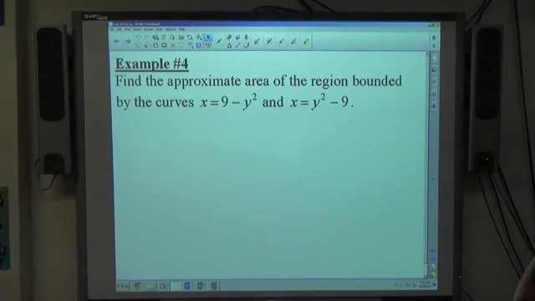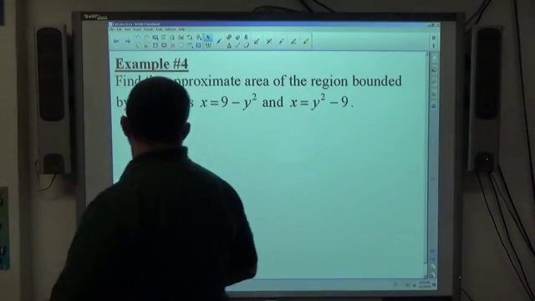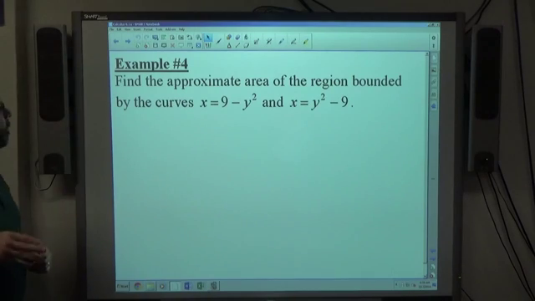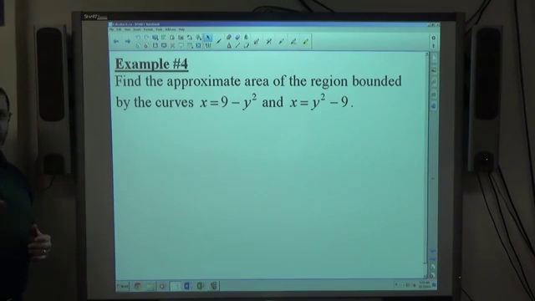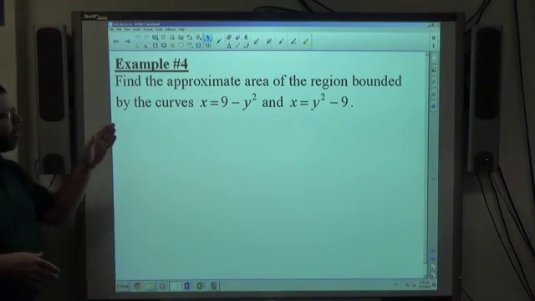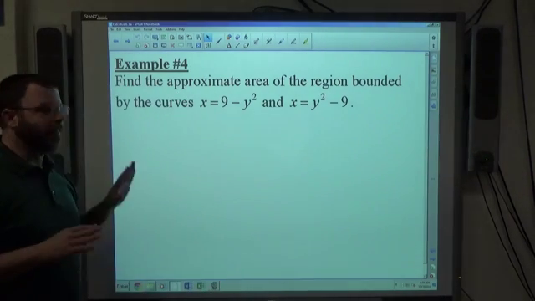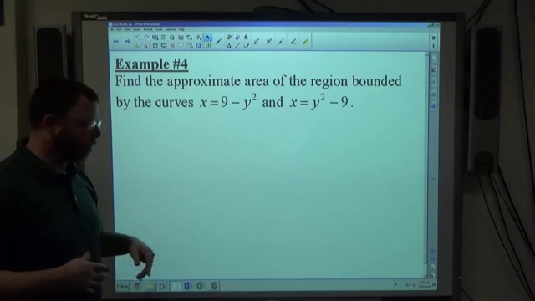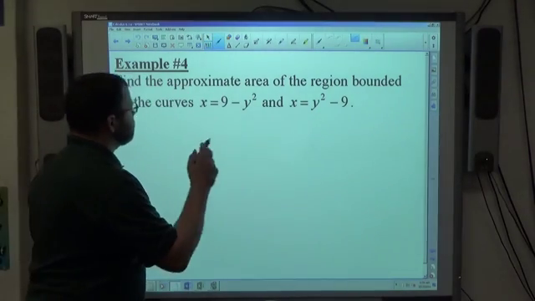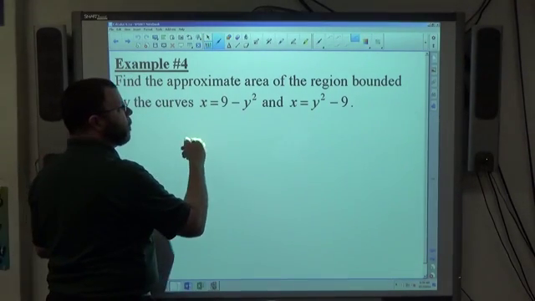Okay, continuing with chapter 6.1, example 4. What we had in the first three examples were functions of x: y equals something about x. Now we've got x equals something about y, and our calculator does not graph those in that fashion. It has to be y equals to graph. So what I want to do first is get both of these to say y equals.